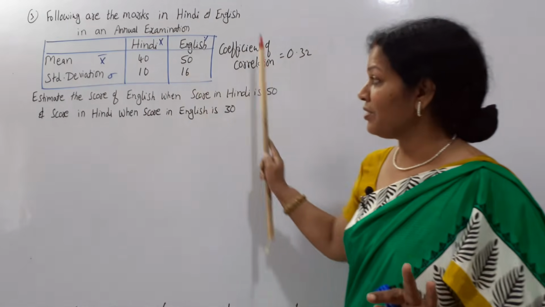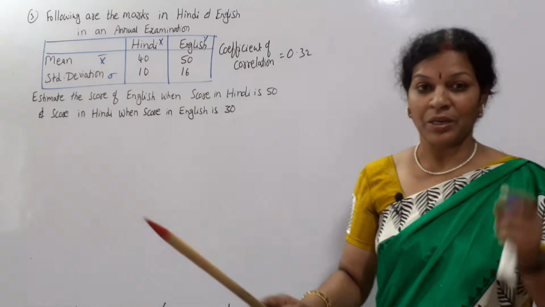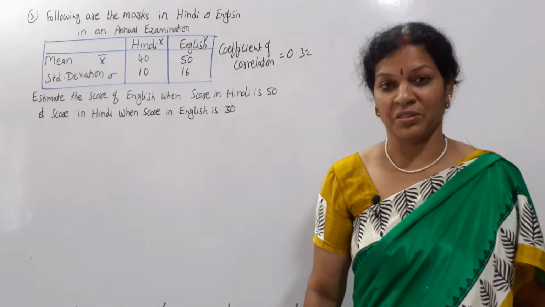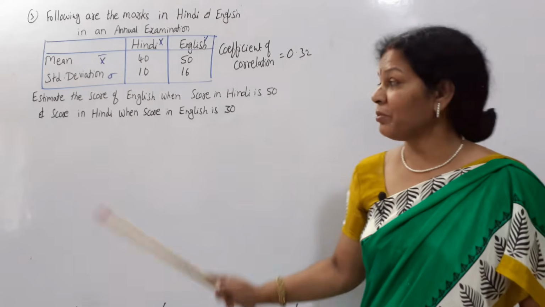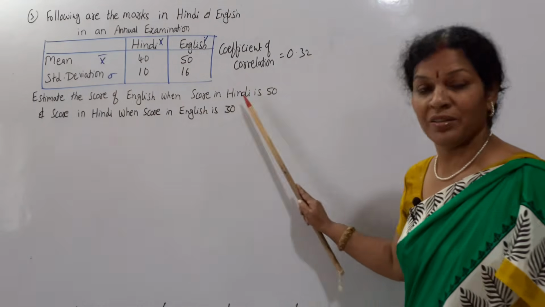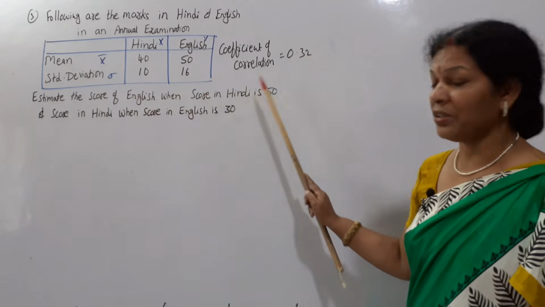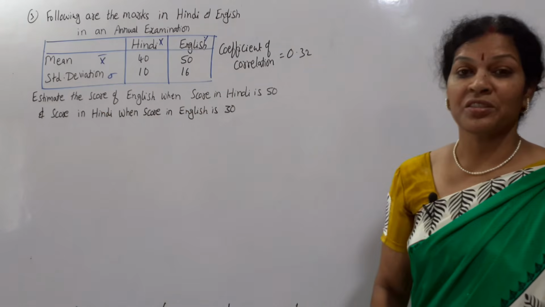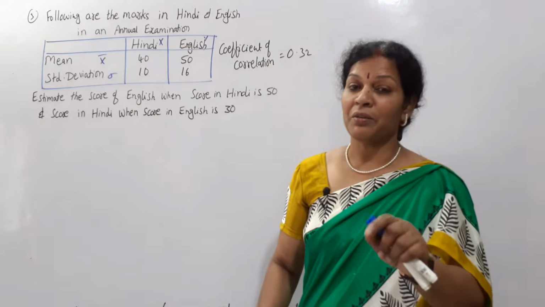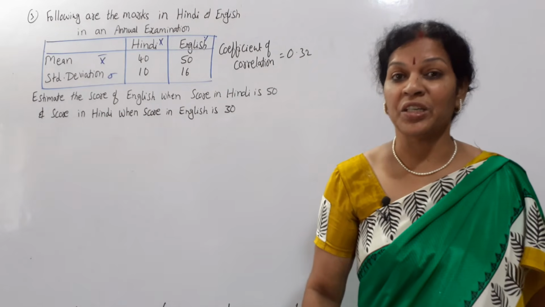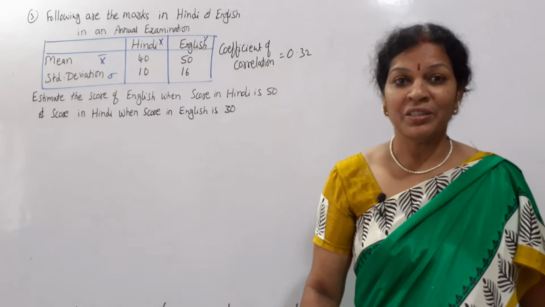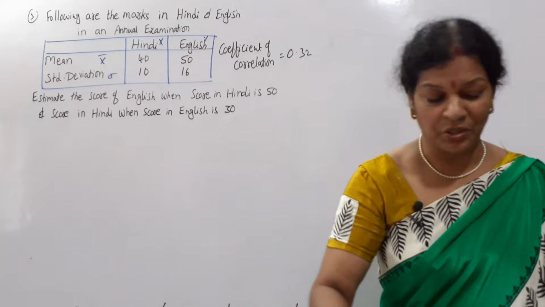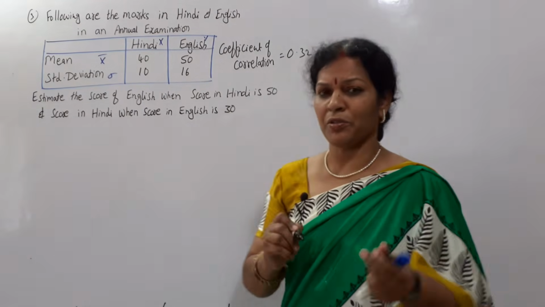If you see the data and what they are asking, you have to realize that this is related to the regression equation. If we find the regression equation, we can solve this: estimate the score of English when the score in Hindi is 50, and the score in Hindi when the score in English is 30. No one is saying regression, but it is understood. So we will first calculate the regression equation. You know the formula also.